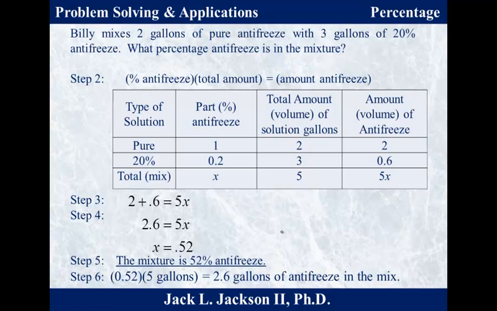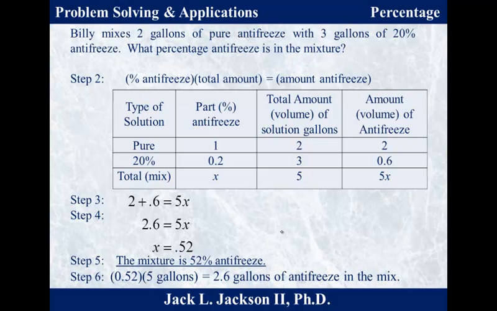Okay, well, again, you have the percentage of the part times the total amount is the amount of the part. And the part we're interested in is the antifreeze. So the percentage of antifreeze times the total amount equals the amount of the antifreeze. So we have 2 parts, the pure part, the 20% part, and then the total mixture, which we can solve for the percentage there. Notice the pure part is 100% antifreeze, or just 1. The 20% is 20% antifreeze, or in decimal form 0.2, and we don't know what the mixture is, x.